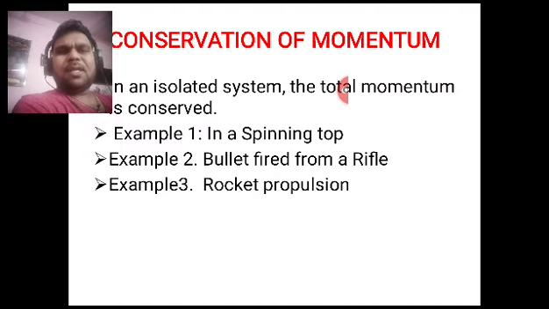So the rifle is recoiling in the backward direction and the bullet is going in the forward direction. We are taking it in this manner. The momentum of the bullet will be the mass of the bullet times the velocity of the bullet, and the momentum of the gun or rifle will be the mass of the gun times the recoil velocity of the gun. They will be equal and opposite. So in this case also, total momentum will be conserved.